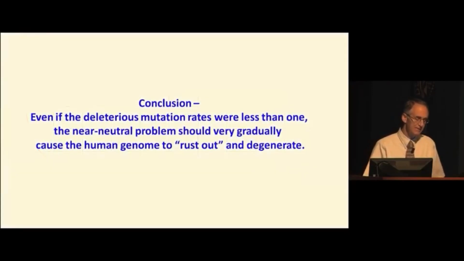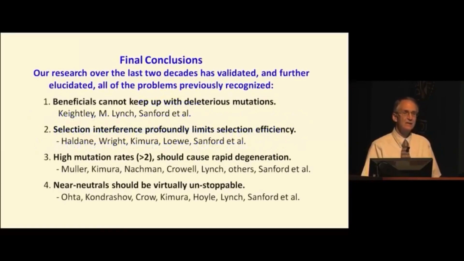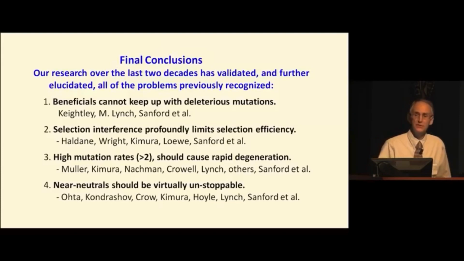So in conclusion, even if the deleterious mutation rates were less than 1, the near-neutral problem should very gradually cause the human genome to rust out and degenerate. So final conclusions. Our research over the last almost 2 decades has validated and further elucidated all of the problems that were already well known within the field of population genetics.